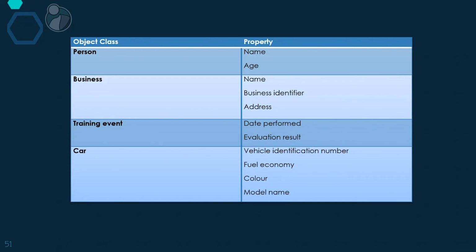We can talk about a business identifier. That might be a string, like a set of numbers that can't be treated as a number, but we might want to say what an identifier is or what an address is. A training event might have the date that it was performed or an evaluation result for the training event. And I've added in car as a really good example to help people familiarize themselves with the idea of how these can be different. So we've got identification numbers, we've got fuel economy that can be measured in horsepower per liter or kilometers per liter. The really good one here is we've got color.